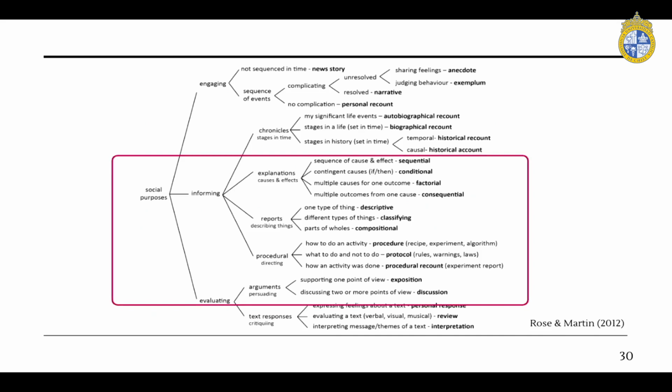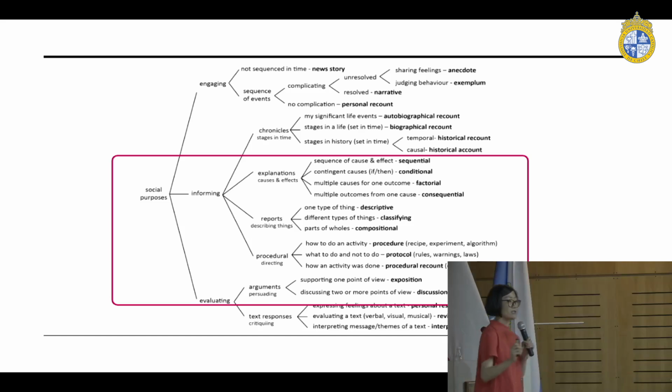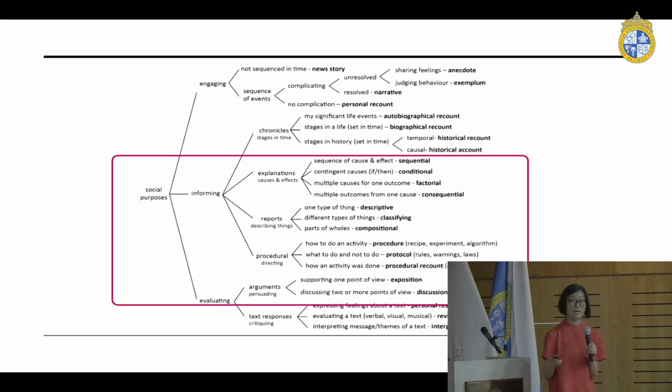So what do we have? We have engaging genres, telling stories, right? Sharing anecdotes. And then we have informing genres. So explanation, reports, procedural recount, and then evaluating genres, we have arguments. So all of these can occur in tertiary level scientific disciplines. And in my research of biological science, all of these genres also occur, right?